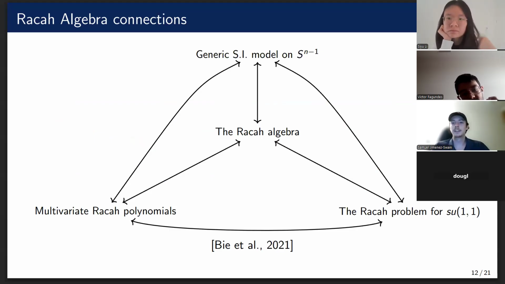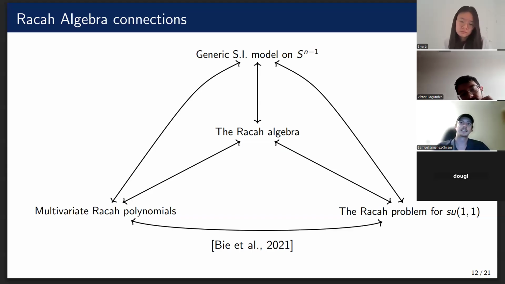For example, if you realize SU(1,1) in terms of a single oscillator, the total Casimir turns out to be nothing but the Hamiltonian of a generic superintegrable system on the two-sphere. From this perspective, R3 is exactly the symmetry algebra of that Hamiltonian. And I should preface that when I say symmetry algebra, I'm referring to the algebra generated by the integrals from this coalgebraic approach.